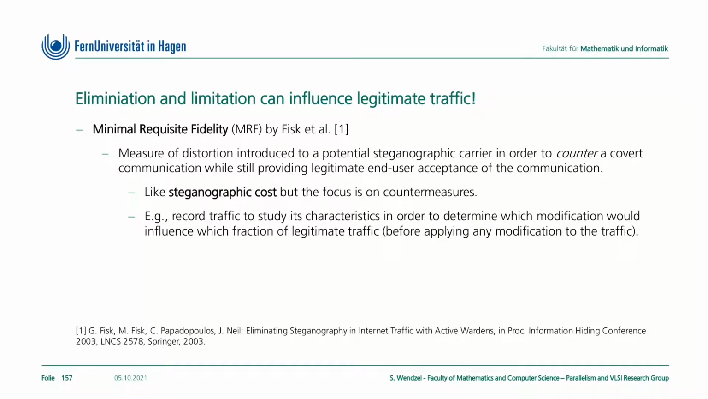First, however, I want to highlight the concept of the minimal requisite fidelity, MRF, that was introduced in 2003 by Fisk et al. So the idea is to have a measure of distortion introduced to a potential steganographic carrier in order to counter covert communication, while still providing legitimate end-user acceptance of the communication. So what this means is we have, in the end, a trade-off. I mean, we can block all communication, and then we block also all covert channels, most likely, which is good from a security perspective, but horrible from a usability perspective. So we would not provide legitimate end-user acceptance in that case. This is similar to steganographic cost, but it focuses on countermeasures.